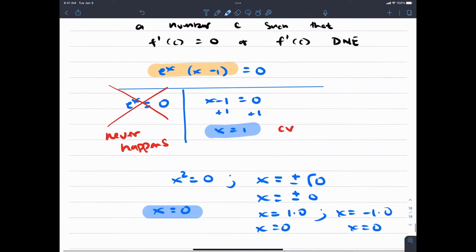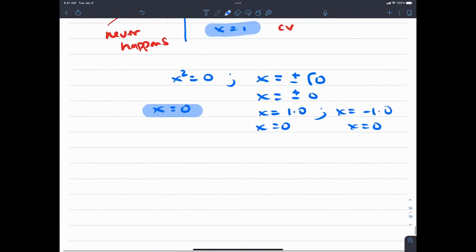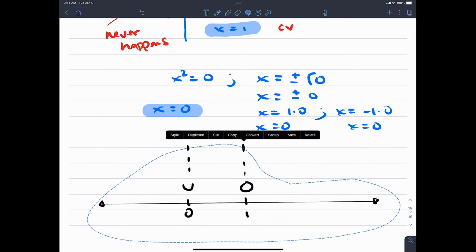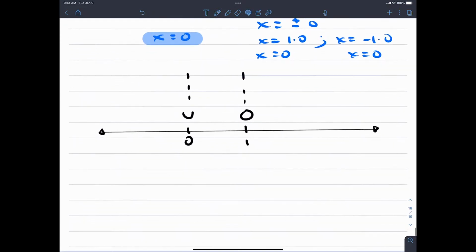So the point I'm making is this. When you do sign analysis, this is where people will make a mistake all the time. They don't go back to the fact that they have a restricted domain. They'll say, okay, I'm going to put 0 here, I'm going to put 1. Those are my critical values. This is where the derivative equals 0, and this is where the derivative is undefined or does not exist. And then they do this, and they're ignoring the restricted domain.